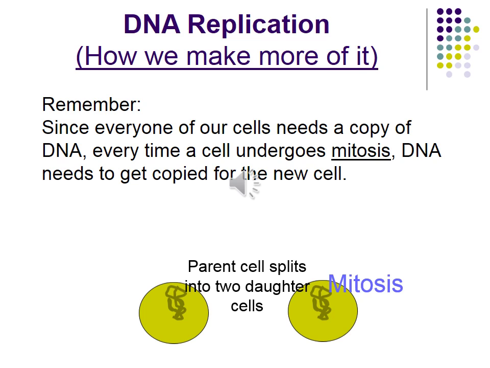Parent cells split into two daughter cells, and this is known as mitosis. So mitosis is what we call it when cells copy themselves.